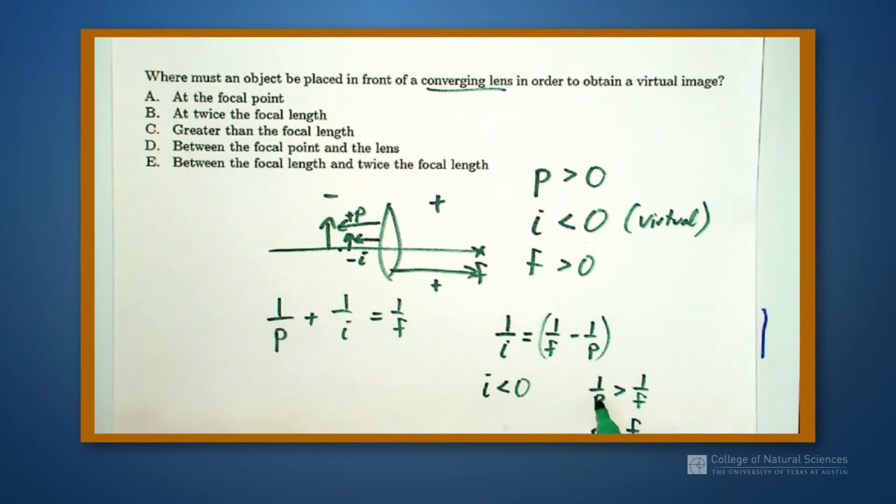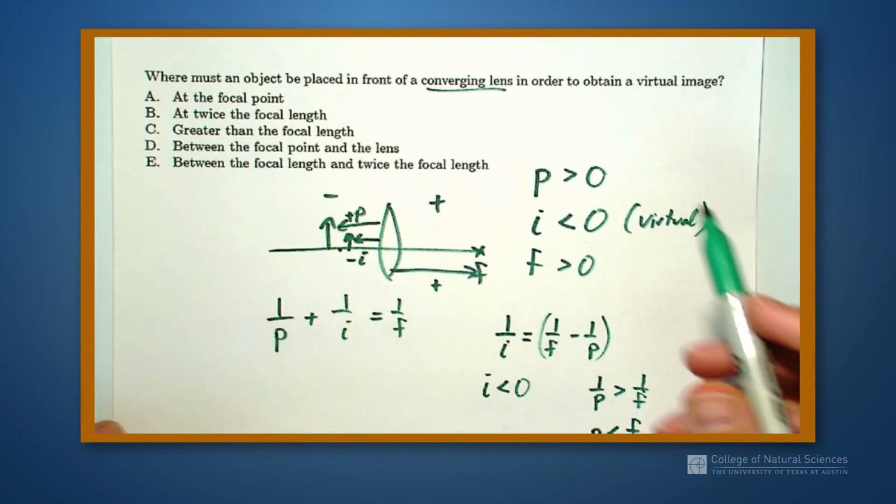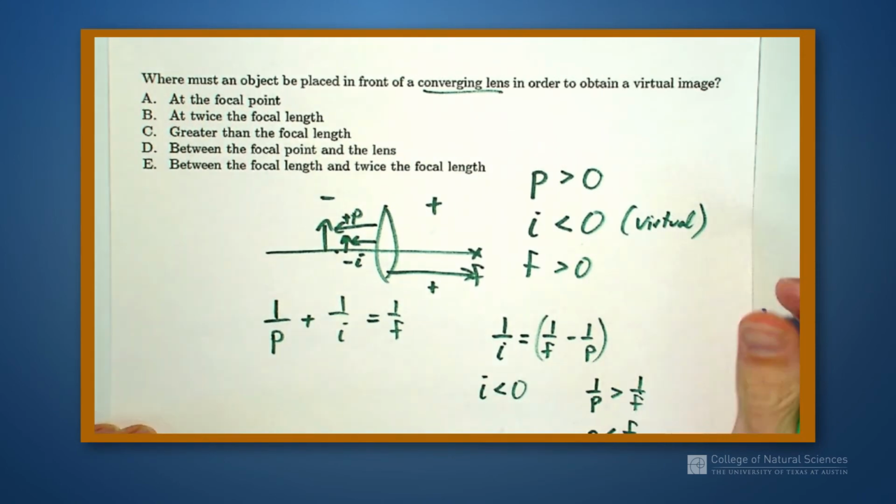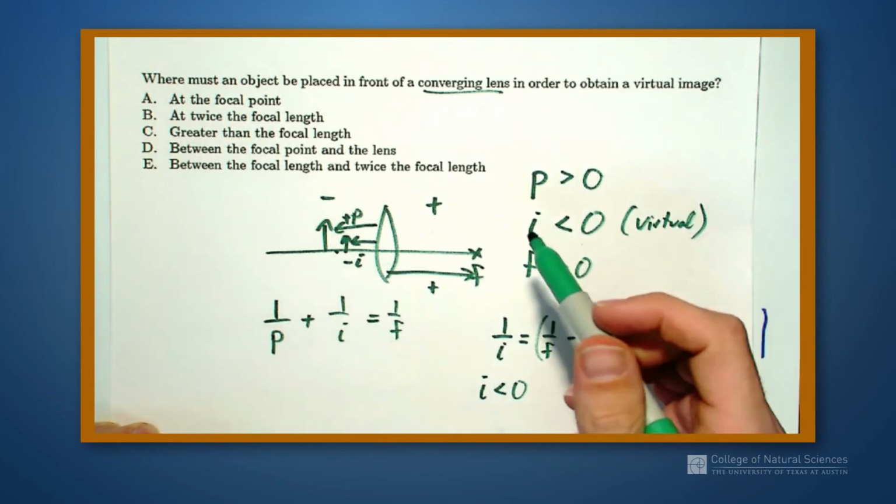If 1 over P is a large number, then P has to be small compared to F. 1 over F is small, F has to be larger than P. And if you don't believe me on that, you can throw in a couple numbers. So 1 over 2 compared to 1 over 3, 2 and 3. You'll see that it actually works out every time.